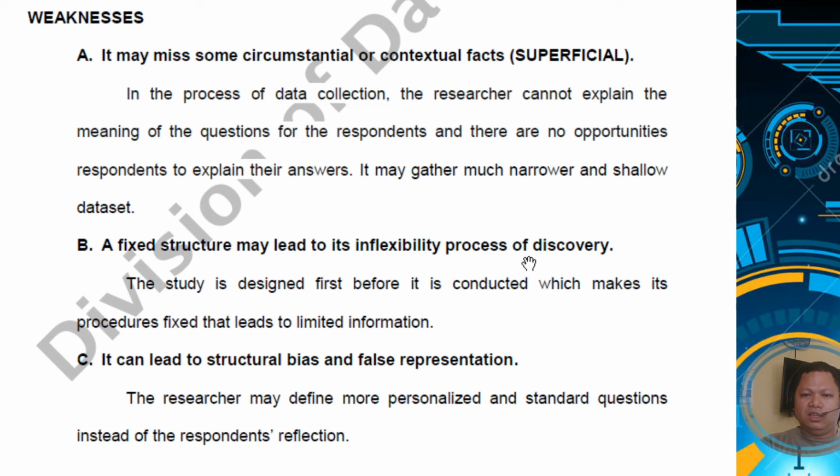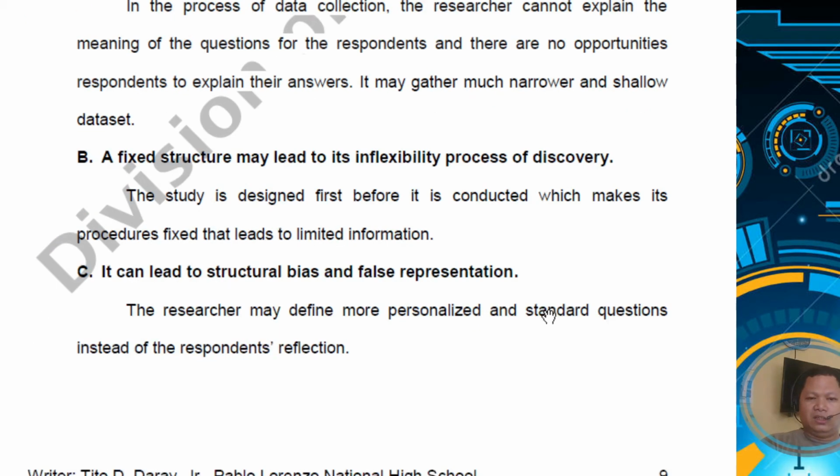So it is an emergent design. In quanti, it is not emergent, it's already fixed, so you need to follow the set of processes and the tools you need for analyzing your study. So it is not flexible anymore. That is one of the weaknesses. And letter C, it can lead to structural bias and false representation.